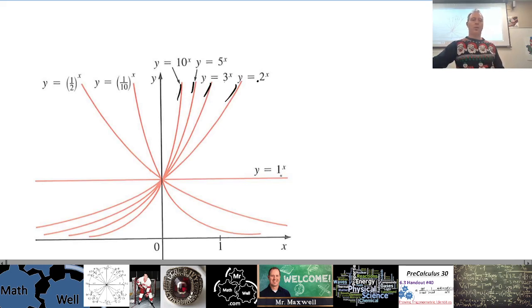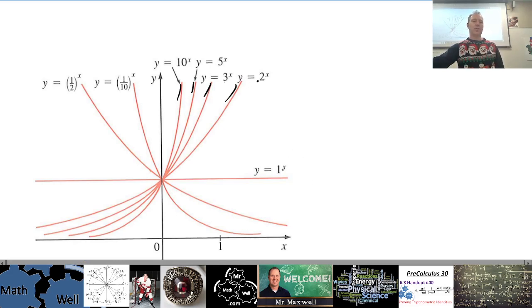And then y equals 1 to the power of x. When the base is 1, it's a horizontal, linear function. I don't know if it's technically both or technically neither, an exponential function or a linear function, but 1 to the power of x is the same as y equals 1, right?